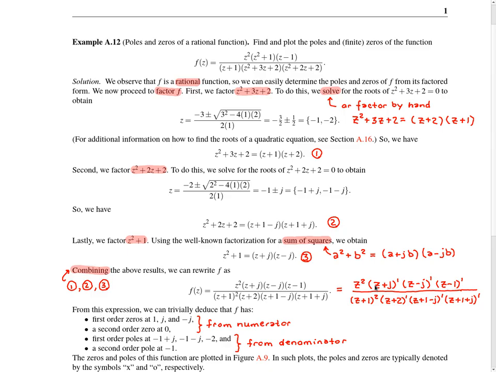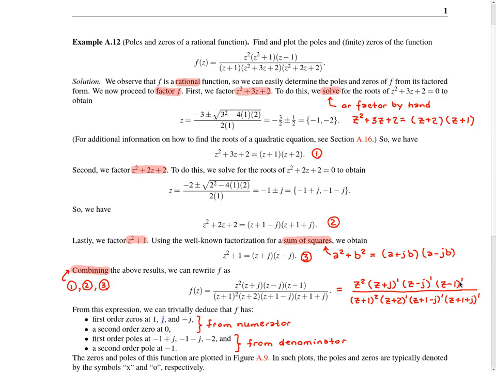Here we have to read this with a minus sign, so it's z minus minus j. So this is going to correspond to a 0 at minus j. So that's this thing here. It's first order because the exponent here is a 1. This next factor here is going to give us a 0 at j, because you have z minus, and then the thing we're subtracting is the value of the 0. And it's a first order 0, so over here we have a first order 0 at plus j.